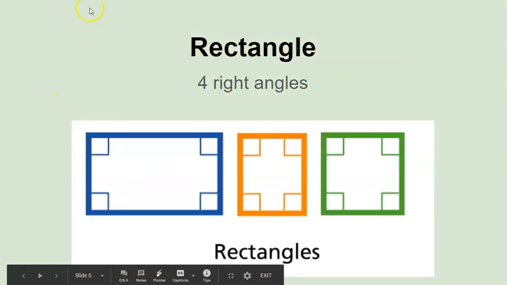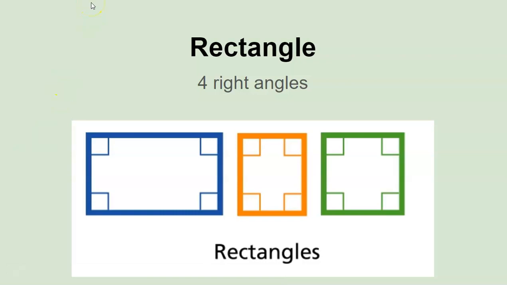Okay, next up we have a rectangle. And a rectangle has four right angles. We learned yesterday that right angles are 90 degrees, and they're shown by those little squares. And so rectangles have four of those. Each angle is a right angle. Pause the video, write that down, draw your example, and push play when you're ready.